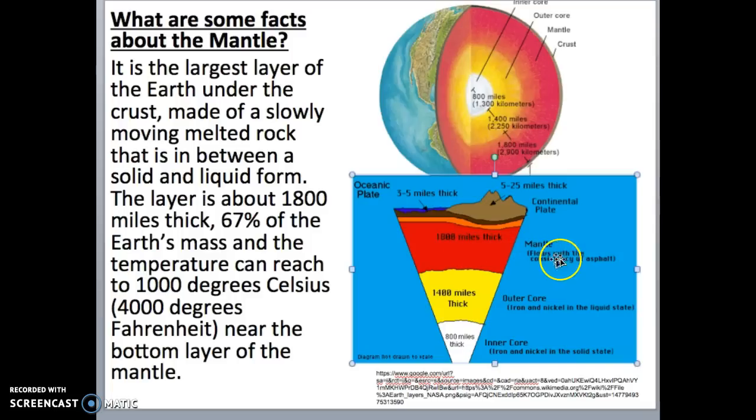And you can see that in the diagram it talks about how this flows with the consistency of asphalt. So I want you to imagine asphalt that hasn't dried yet. So that's the concrete that we see used to make our roads. And think of it as kind of in between a solid and liquid form. It's kind of liquidy, but it also has chunks of solid rock, and it's moving very slowly. This layer is about 1,800 miles thick, and it's about 67% of the Earth's mass, so more than half. The temperature can reach up to 4,000 degrees Fahrenheit the closer you get towards the core.